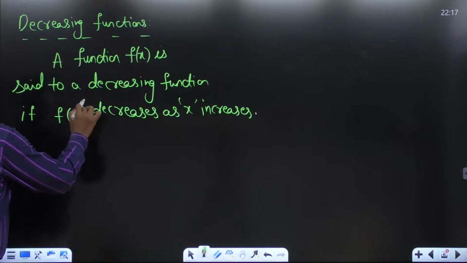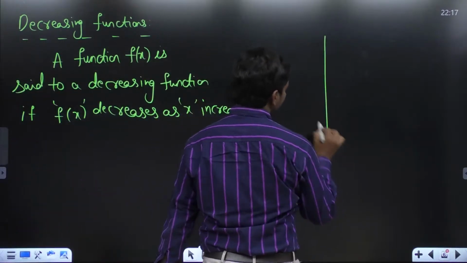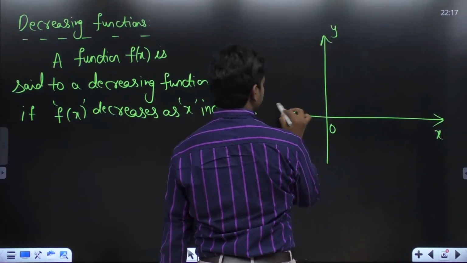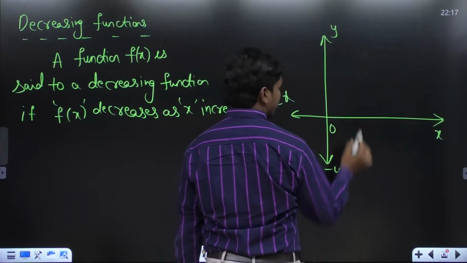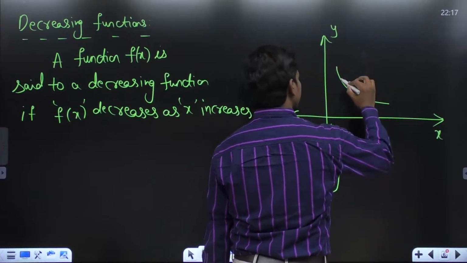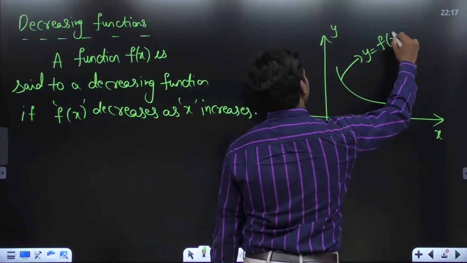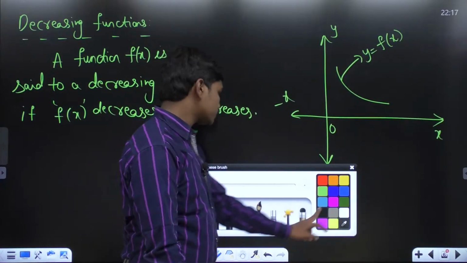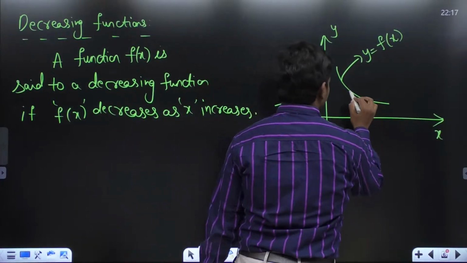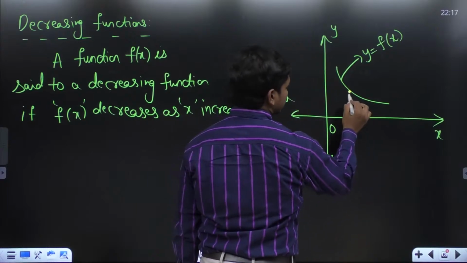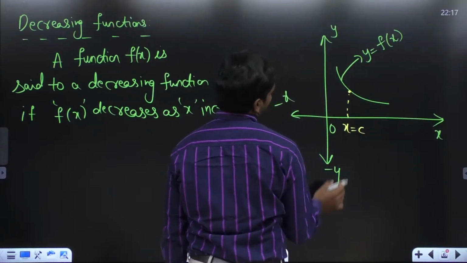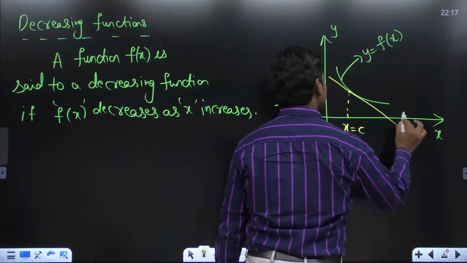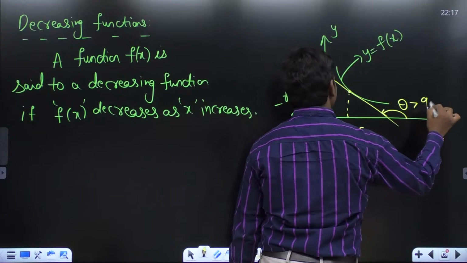Now you can see this graphically as well. This is 0, x, and if this is y, where this is minus x, and this is minus y, you can see a curve something like this, where this is y is equal to f of x. Now if you apply the same analogy which I applied for earlier functions, and I want to talk about increasing or decreasing nature at the point x is equal to C, for example, then let me draw one tangent to this curve. You can see this angle theta is greater than 90.